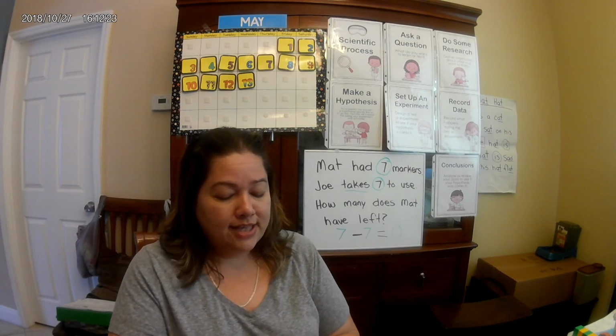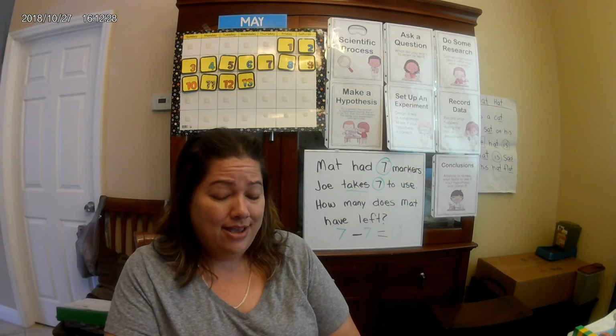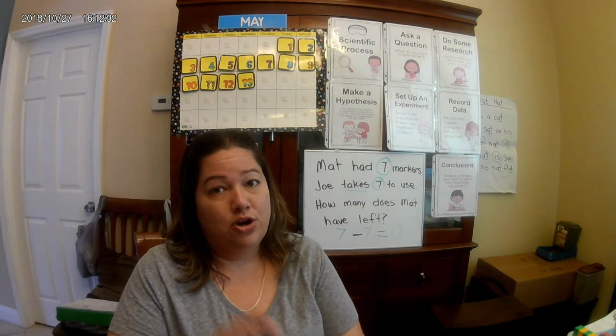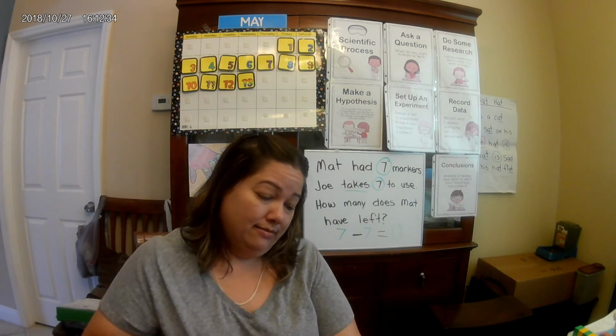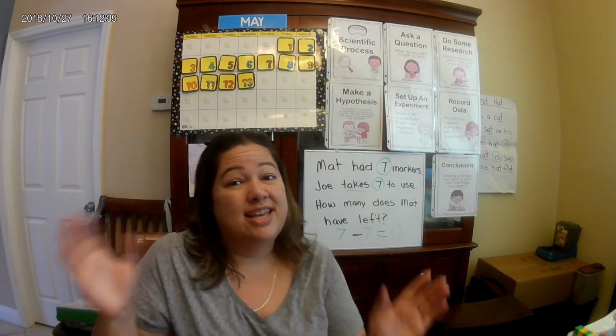Okay, so that one was kind of like a little trick question. So I had 7, he took 7, now I have nothing left. So anytime you take all of the amount, you're always going to end up with your 0, okay? So if you have the same number, then you're going to end up with 0 because it equals out, right?